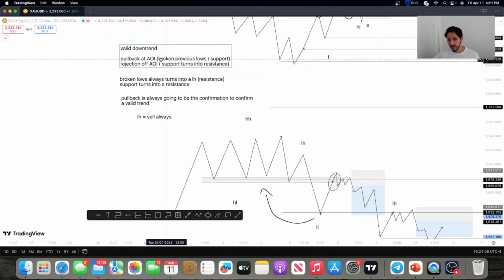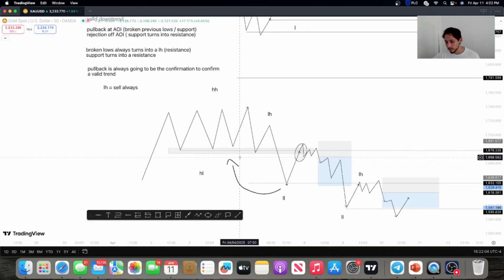So for the downtrend, again, we have the pullback at an area of interest. The area of interest is going to be the broken support, right? Which is going to be the broken previous lows. So in this case, we have a previous low over here, which got broken under, right? The next thing, pullback is always going to be the confirmation to confirm a valid trend. If there's no pullback, then there's no point for you guys to enter a trade.